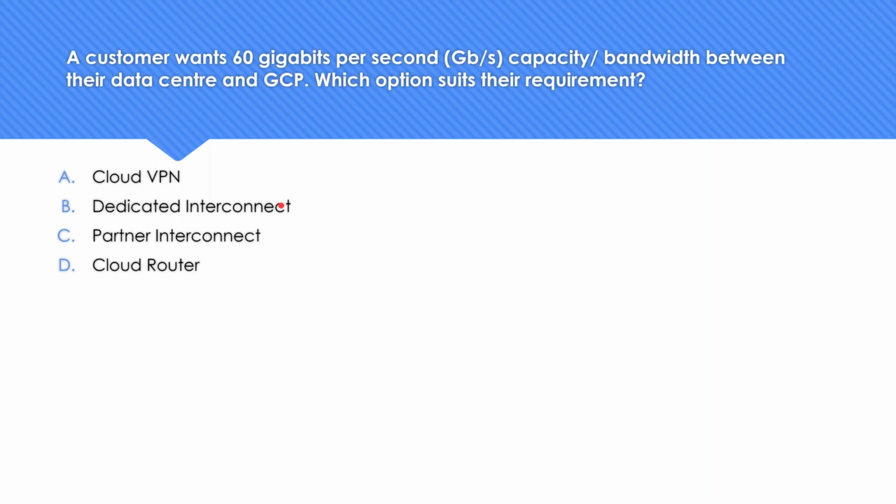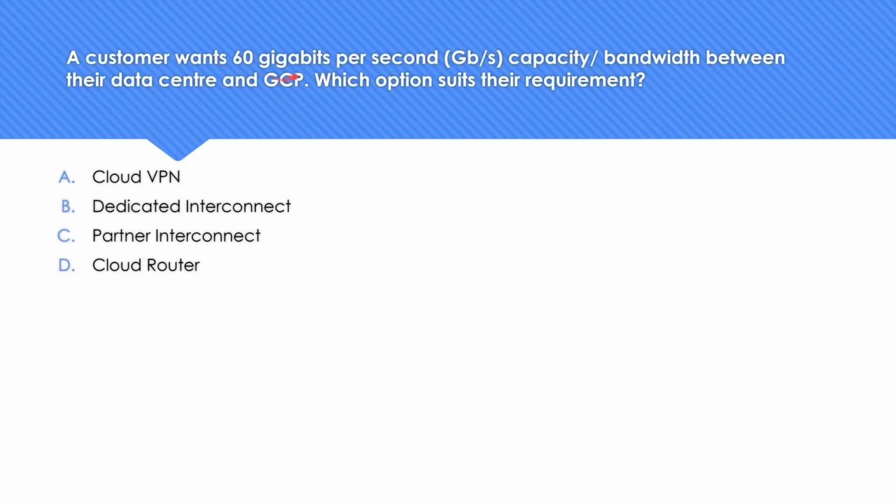You will think between dedicated interconnect and partner interconnect. But I'll still go with B only. Why? Because they mention very clearly between my data center and GCP. Meaning, it's very clear that they can reach out to Google's co-location facility, right? They can reach out to Google's co-location facility. Maybe it is again going to be B only.